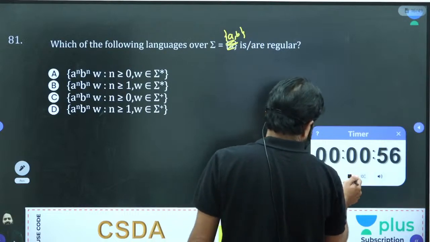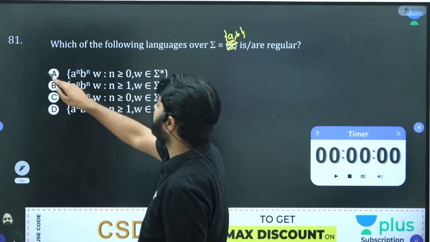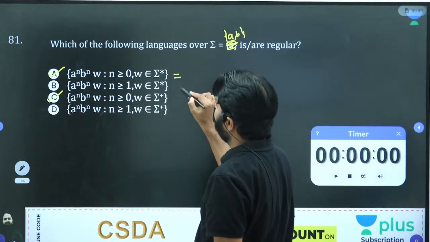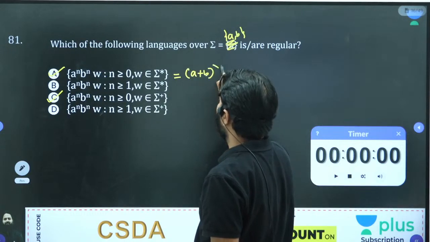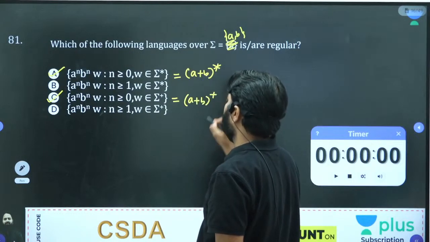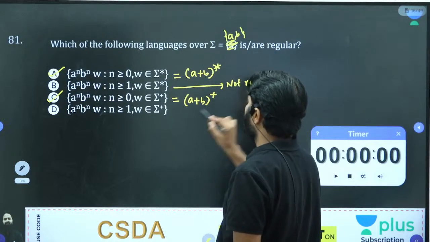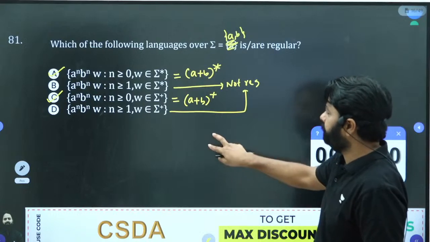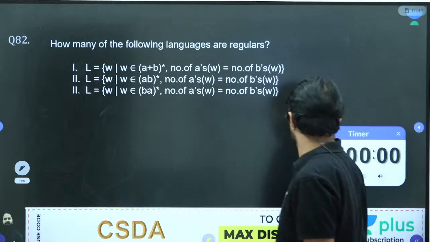So I'm going to stop this. Now A and C are similar to the previous question. As you can see, this answer will be (a plus b) whole star, and this answer will be (a plus b) whole plus. And B is not regular, and D is also not regular. Solve it, we'll do that.